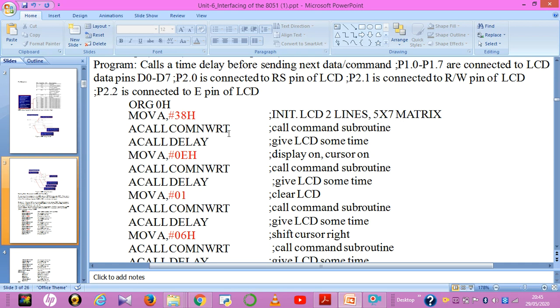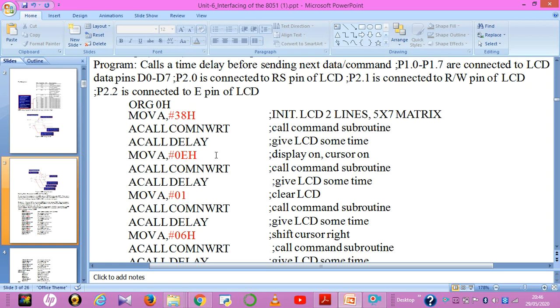Next you have to call the COMM WRT. It is a label name. It is a subroutine, it has a program for the command. For sending the command, you have to call this subroutine. It goes to this subroutine and executes the commands. Next, you have to call the delay. You have to give the LCD some time to make this command read as well as keep the LCD ready. Okay, you have to make some delays.